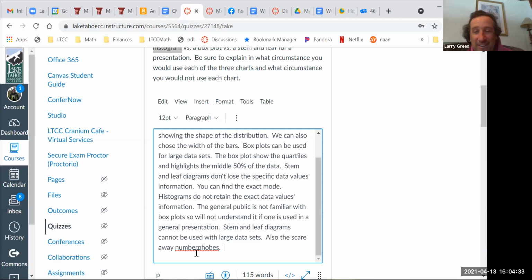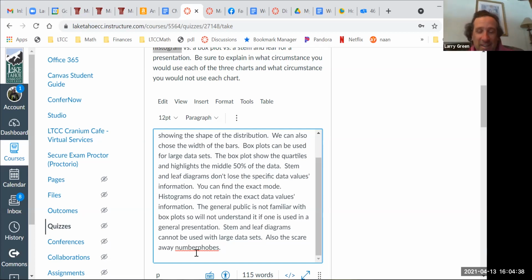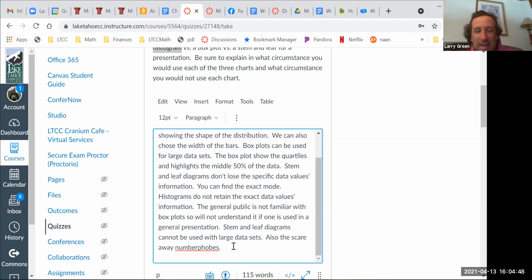What's a stem and leaf? It's a bunch of numbers. So by definition, they scare away number phobes. Does that make sense? Phobe means scared away from. Oh, I'm aware of what phobe means. Yeah, so they scare away number phobes just by definition.